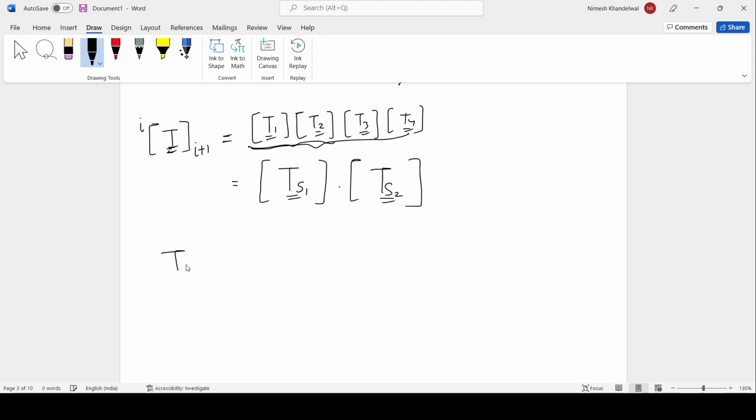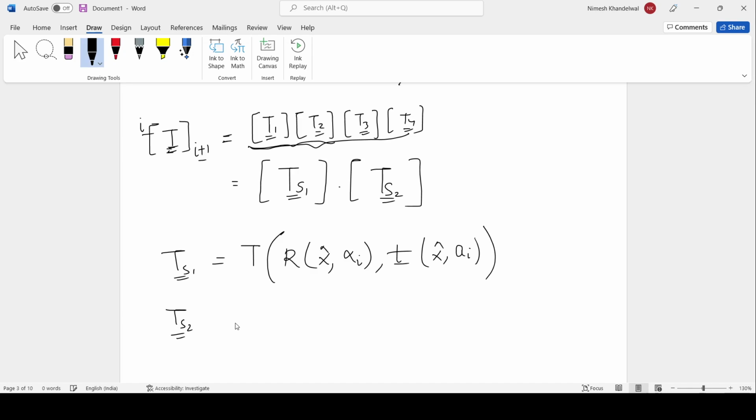Where TS1 is a transformation where there is a rotation about the x-axis by angle alpha I, and a translation along the same x-axis by a distance AI. And just keep in mind, I'm using indices I plus 1 and I. In lectures, it is I and I minus 1. So you just need to change them accordingly. Okay, so this is your first screw transformation.